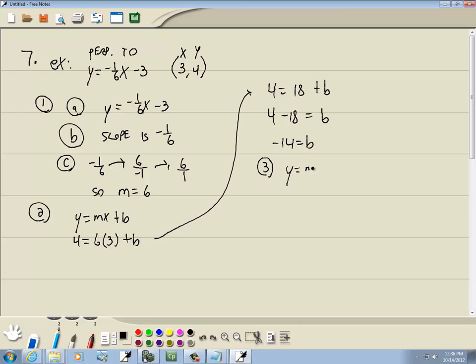And then step 3 is to write our answer down. Well, m from step 1 we said was 6, so we got 6x, and b is negative 14. So our answer is y is equal to 6x minus 14.